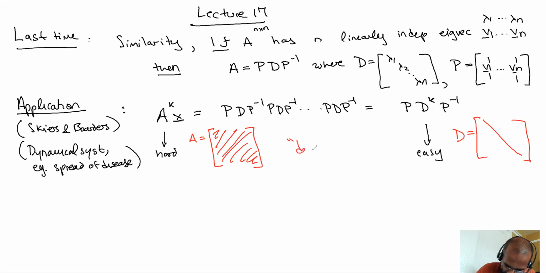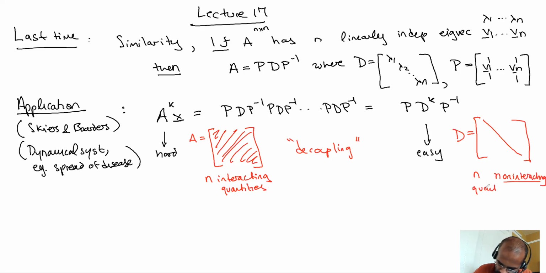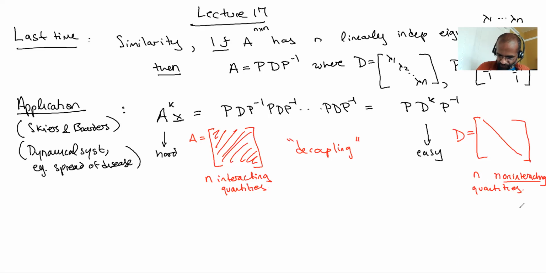This is sometimes called decoupling, because when you take powers of A, you have n interacting quantities, namely the n entries of this vector x as you take powers. Whereas when you take powers of D, the quantities don't interact, right? So you have n non-interacting one-dimensional quantities. So that's one of the reasons diagonalization is important.